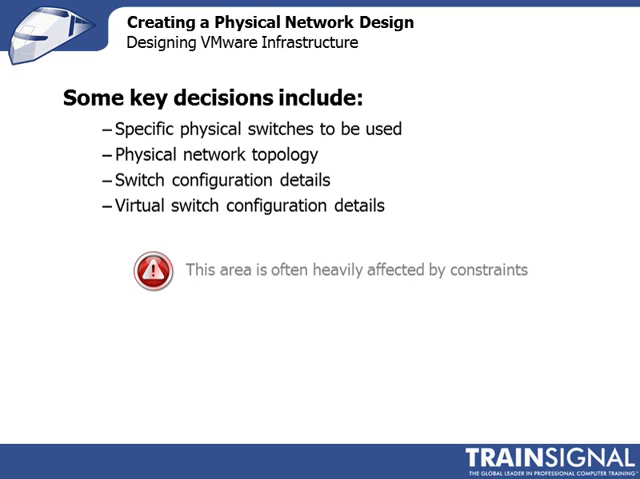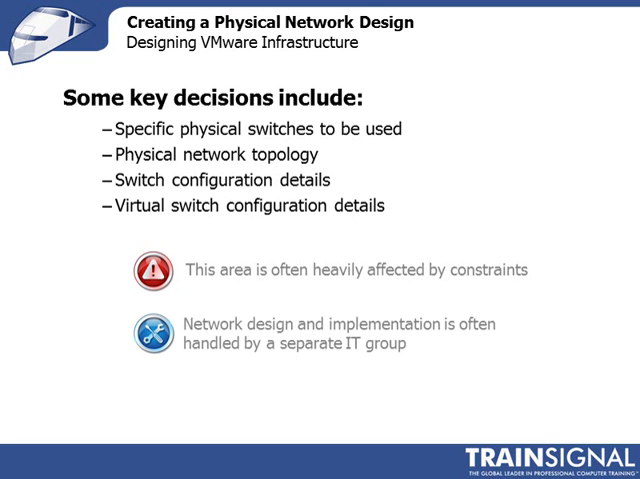Keep in mind that this area is often heavily affected by constraints, so it is not at all uncommon to have constraints specifying particular models of switches, particular network vendors, anything of that nature. And as I mentioned earlier, your influence as a vSphere architect upon the network design may be fairly limited, in that usually there is a separate IT group that handles network designs and network implementations. Your role, therefore, in describing some of the factors and configurations in the physical network topology may be simply that is describing rather than specifying.